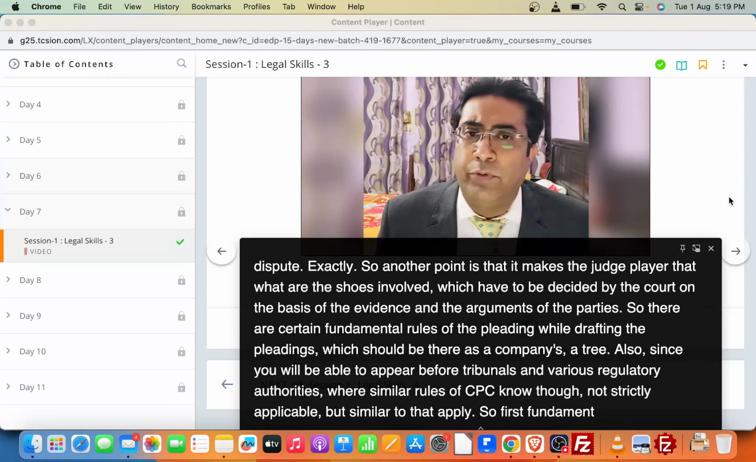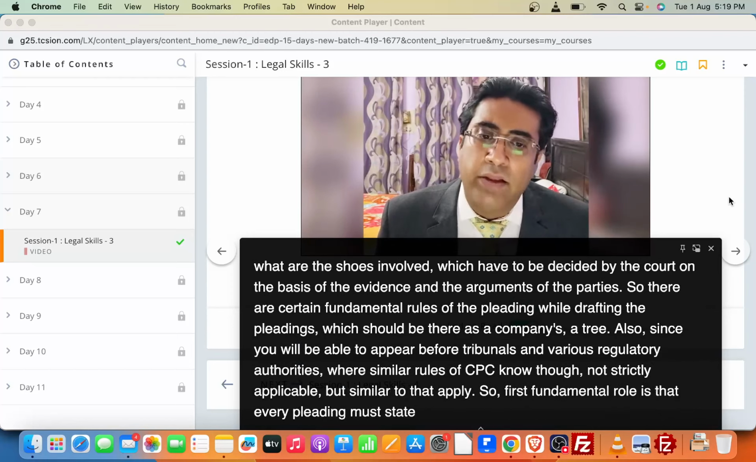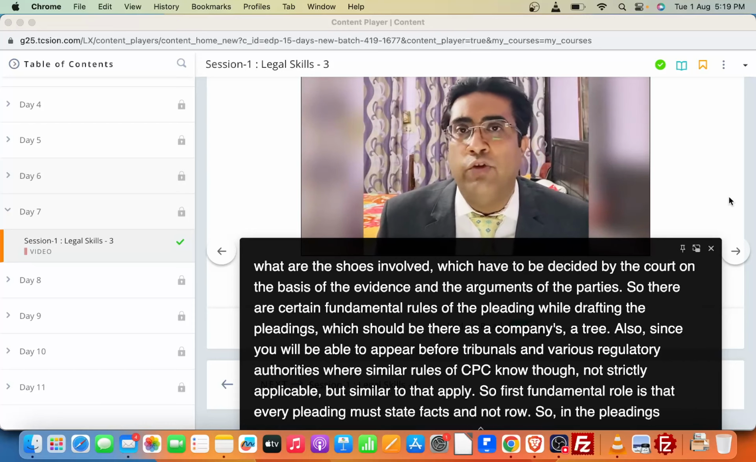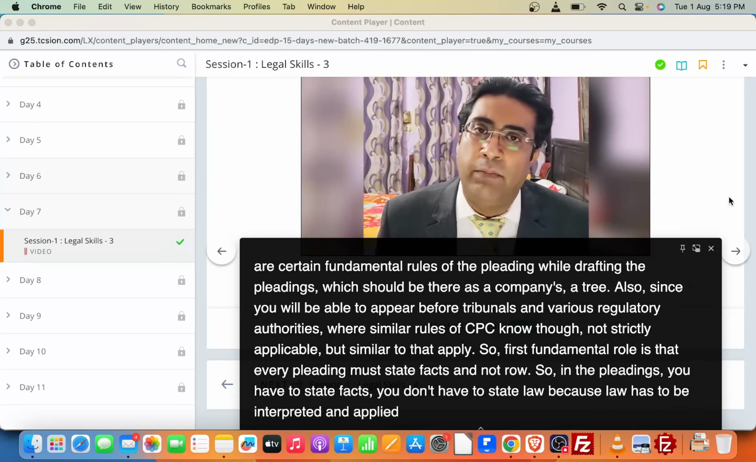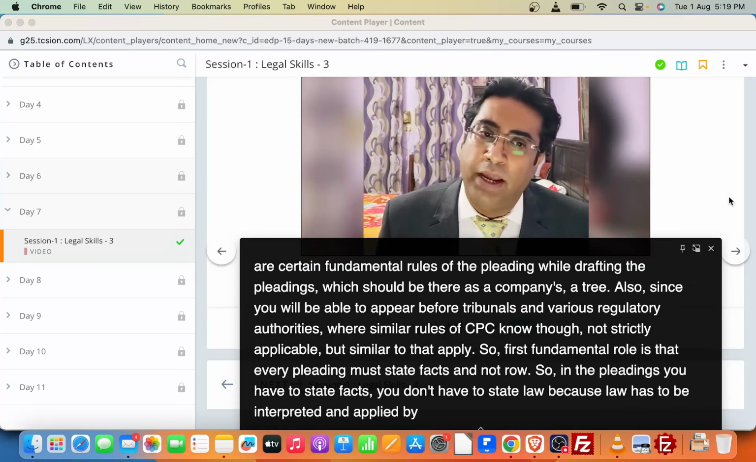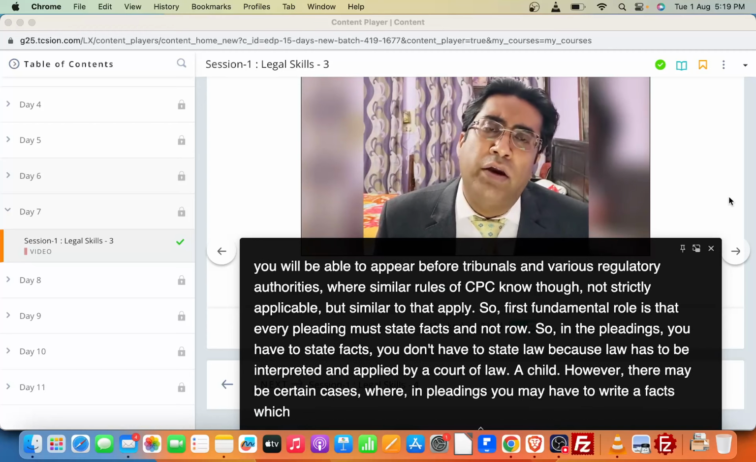So the first fundamental rule is that every pleading must state facts and not law. In the pleadings, you have to state facts. You don't have to state law, because law has to be interpreted and applied by a court of law, a judge. However, there may be certain cases where in pleadings you may have to write facts which are law-related facts.